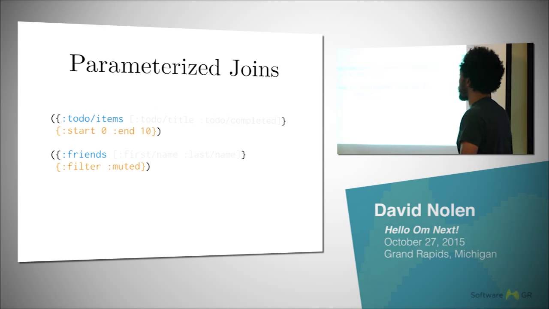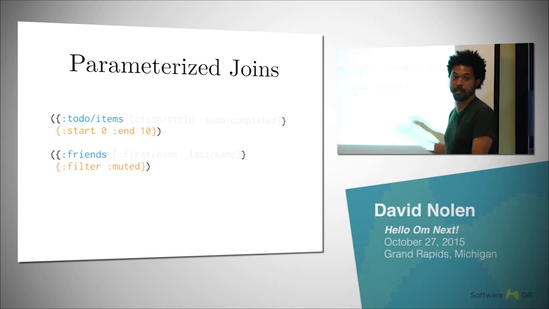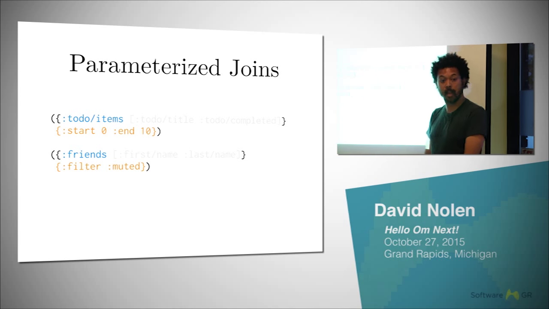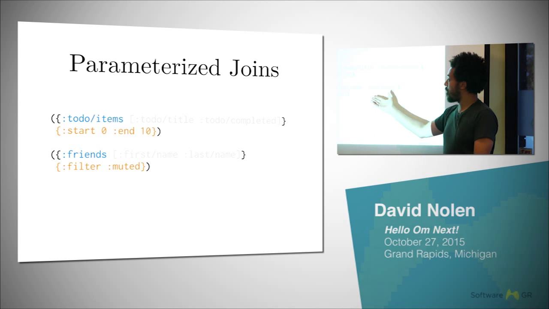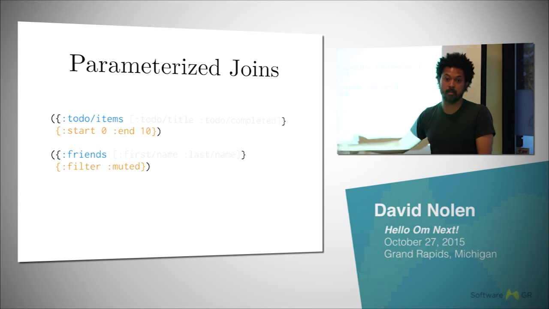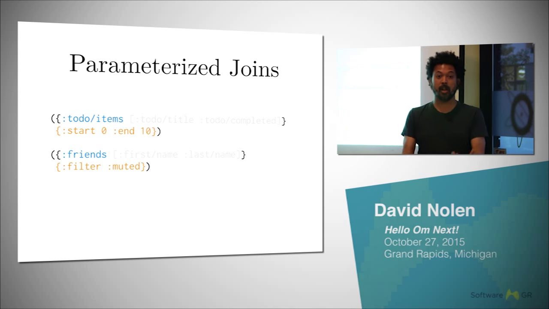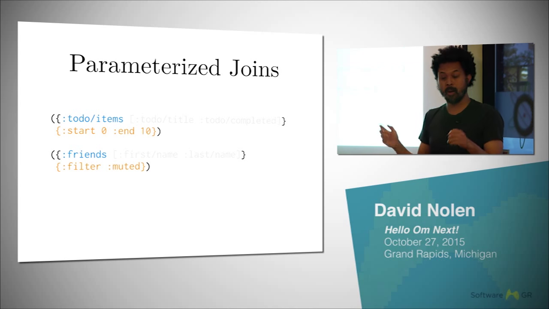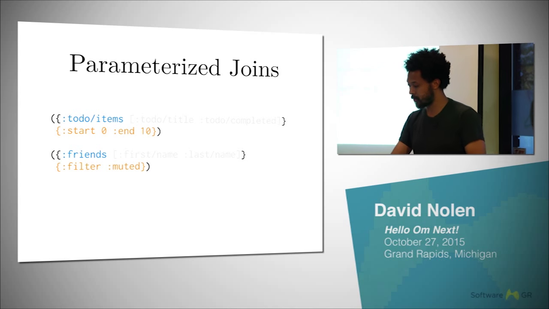You can parameterize your joins, and this is just to show all the things in combination. So I can say, give me the to-do items, and I want to start at 0 and end at 10. I want all my friends, but I want to filter the muted ones. And again, none of these things are hard-coded. The whole point is for it to be as generic as possible. You can make up whatever URLs you want. You can make up whatever parameters you want.